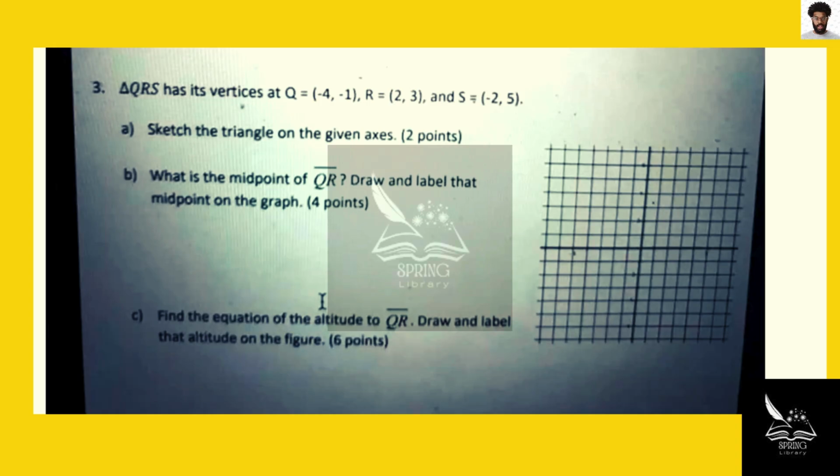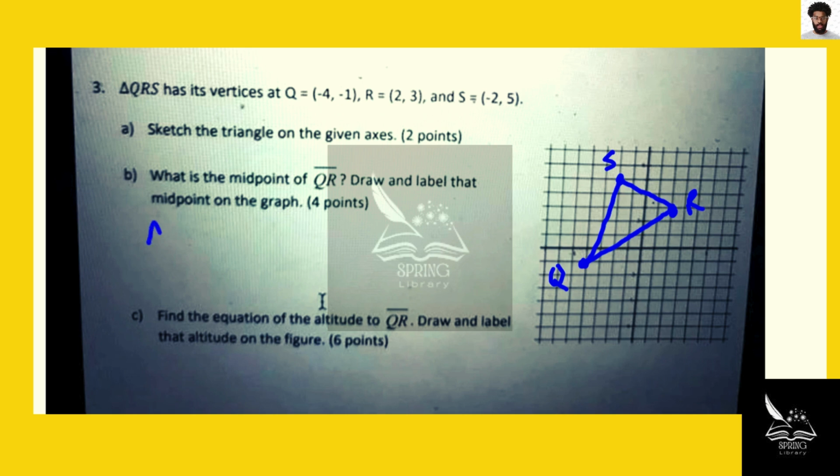First, sketch the triangle. So Q is at -4, -1. R is at 2, 3. And S is at -2, 5. Okay, what is the midpoint of QR?